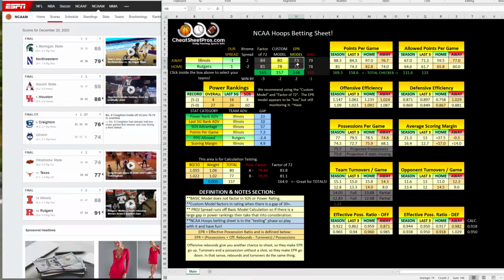So this is going to show maybe a side advantage. On this game, we've got Illinois winning by 2, but then this one has them losing by 2, so there's a flip here. And then this factor of 72.